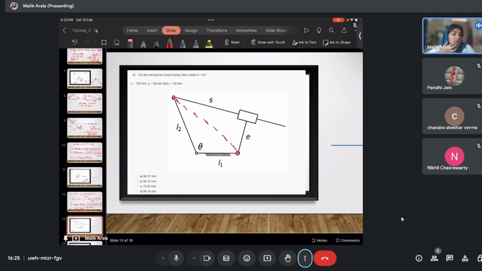So basically, forward and inverse kinematics depends mostly on the problem you're dealing with. Sometimes you don't have to remember whether it's actuator displacement or anything. You just have to remember that if the actuator input is given and you have to find the output, then it is a forward kinematics problem. Yeah, Nikhil. Ma'am, my value of S was 70.615. Yeah, that is correct.